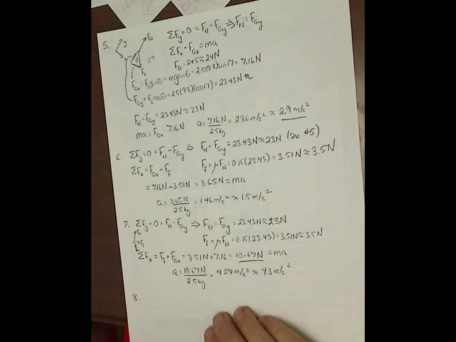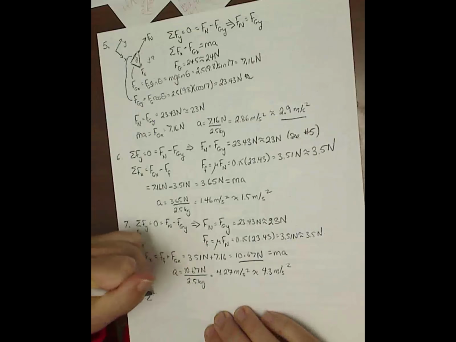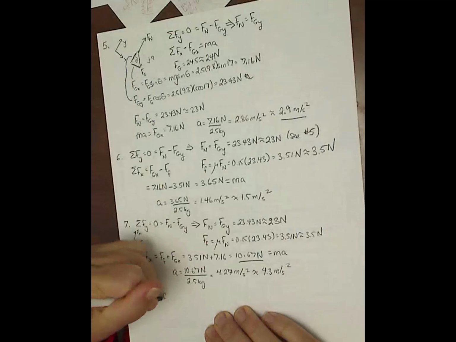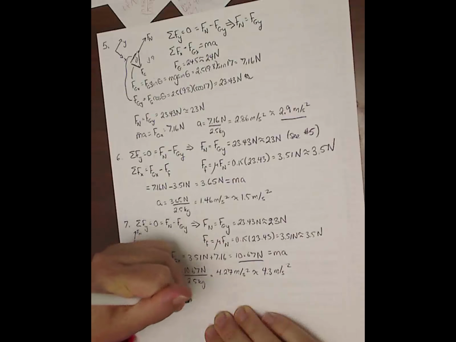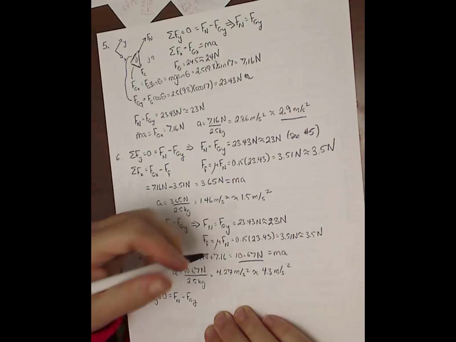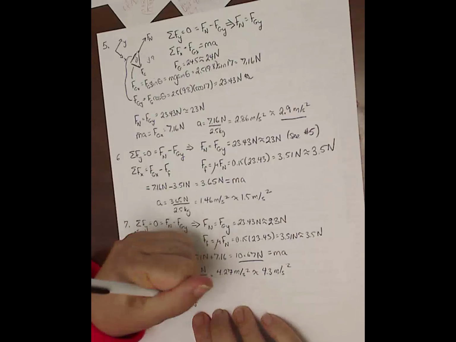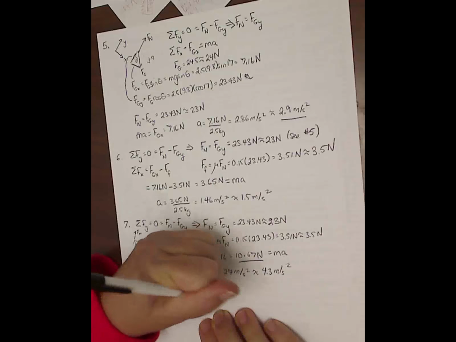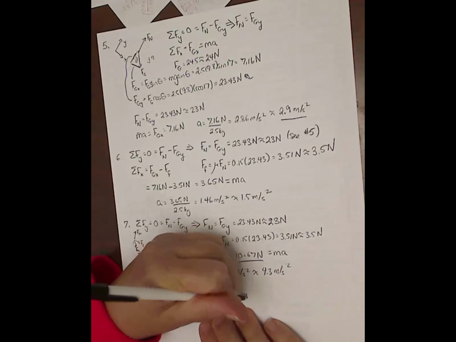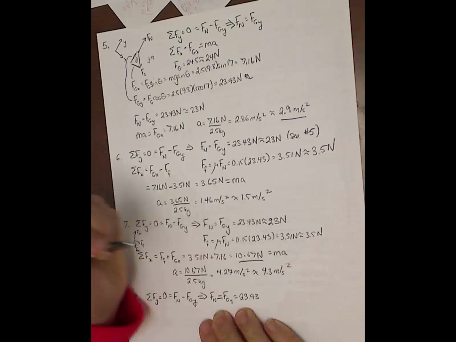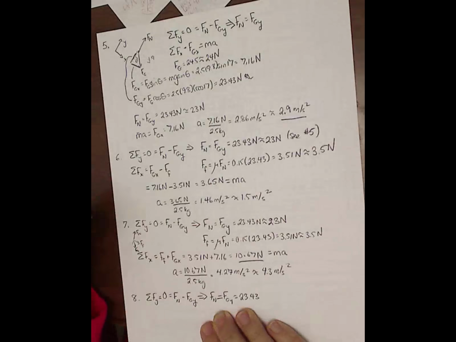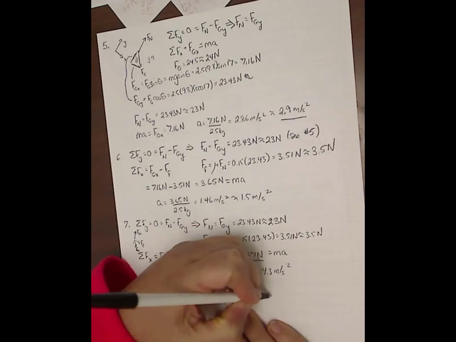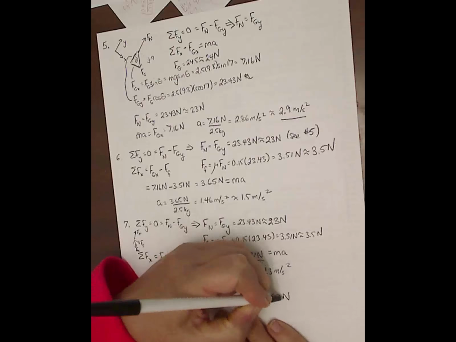So my y equation is going to be the same as in 5, as in 6, as in 7. So again, you can see that once you've figured out how to do one type of ramp problem, you've pretty much figured out how to do them all. So normal force is equal to Fgy, and Fgy is again mg cosine theta, so 23.43, or 23 newtons, rounded to 2 significant figures.